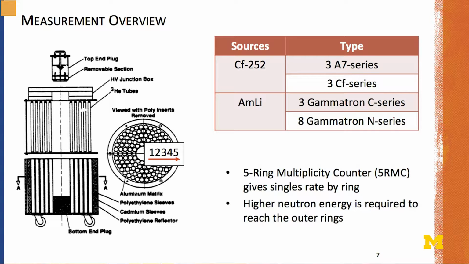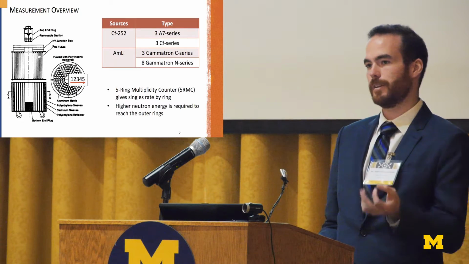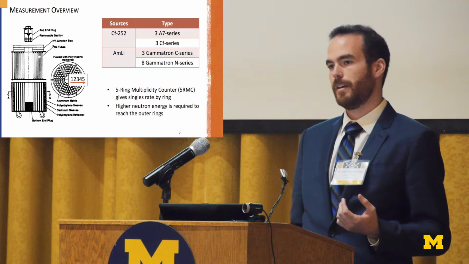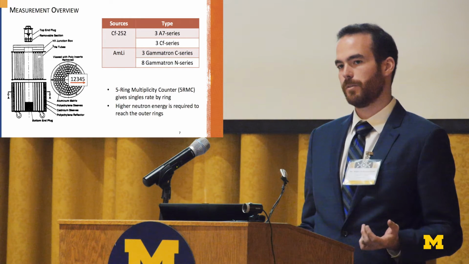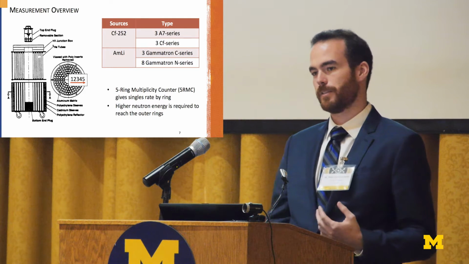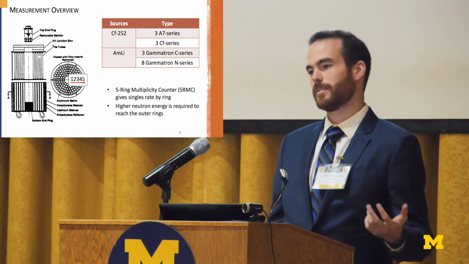So as far as the measurements that we took, this is a diagram of the 5-ring multiplicity counter. It gives you the count rates as a function of the rings, individually, and also gives you the count rate for the detector as a whole. And so what you can do is take the count rate for one of the rings, divide by the count rate for the total detector, and you get the ring ratio, or the percentage of counts that were from that ring.